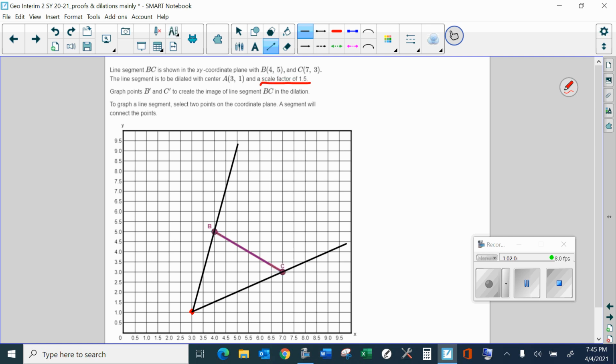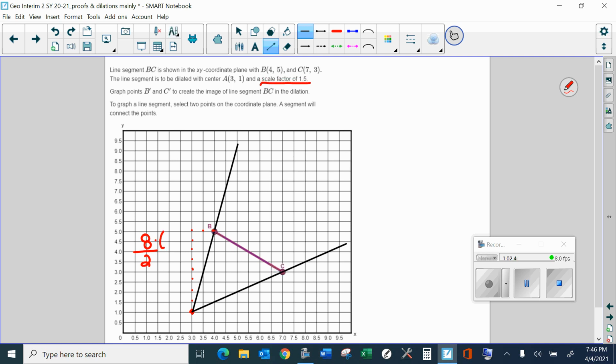Graph points B prime and C prime to create the image of line segment BC in the dilation. To graph a line segment, select 2 points in the coordinate plane. A segment will connect the points. So again, we're going to use slope, since it's not an easy counting one here. So slope 1, 2, 3, 4, 5, 6, 7, 8 over 1, 2. 8 over 2. Okay, now I'm going to multiply that by 1.5.